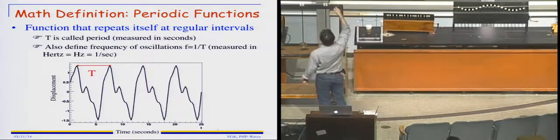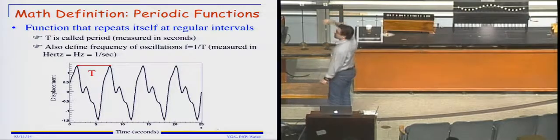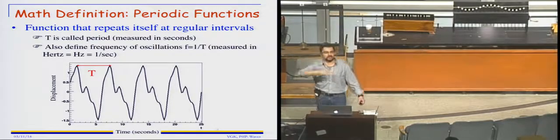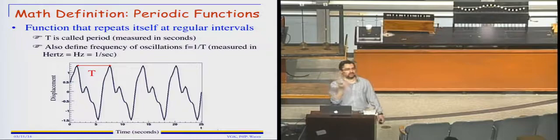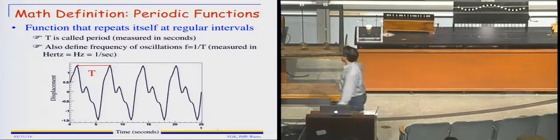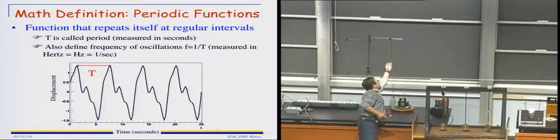So the graph shown here is one example. If you plot some quantity that happens over and over again, say the displacement of this mass relative to its normal position, the so-called equilibrium position when this mass is not moving, I can plot this displacement as a function of time.